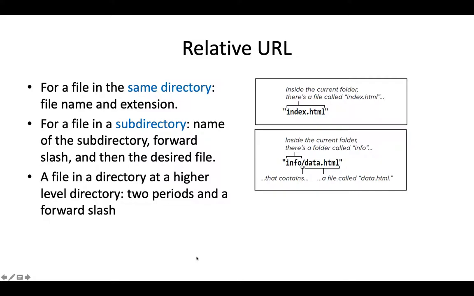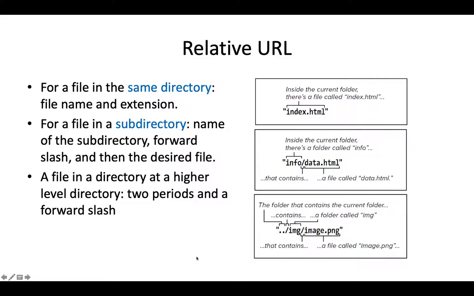Okay, and this one is a little bit more tricky. You have two dots first, and then image, and then the directory name and the file name. The two dots mean you need to go 1 level up in the directory file tree structure. That's just a special way to say you need to go 1 level up. That's how you do it.